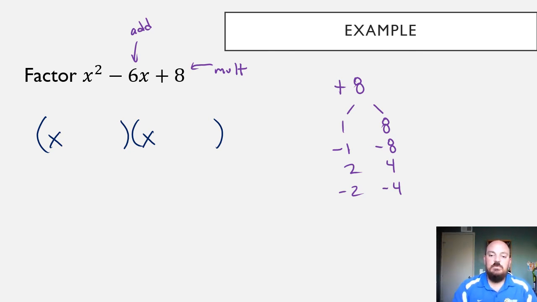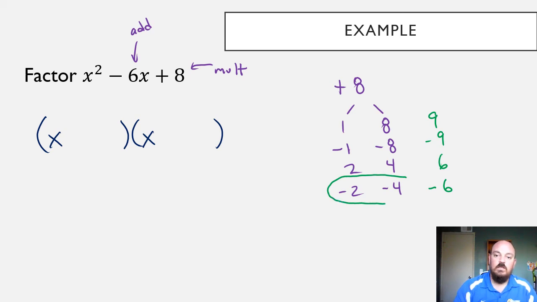So let's see what they add up to. 1 plus 8 is 9. That's not what we're looking for. Negative 1 plus negative 8 is negative 9. That's not what we're looking for. 2 plus 4 is 6. That's close, but that's a positive 6, and we want a negative 6. So it's our last one. Negative 2 and negative 4 give me negative 6. So these are the two numbers I want, negative 2 and negative 4.